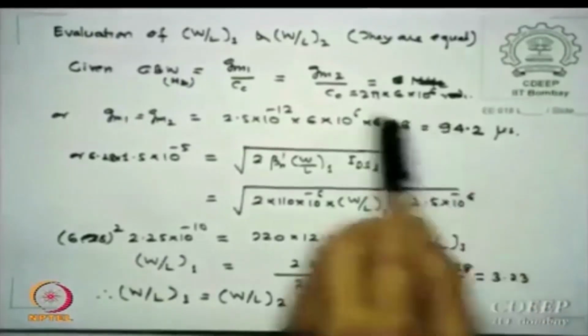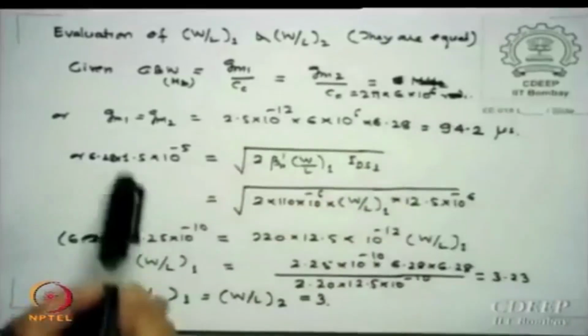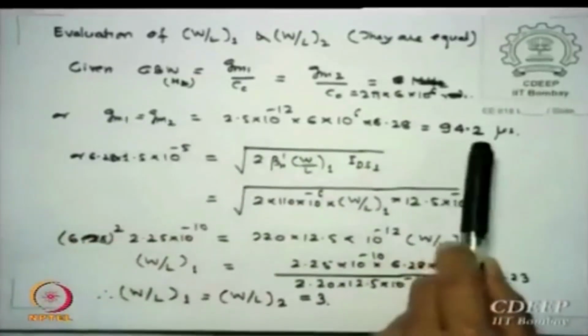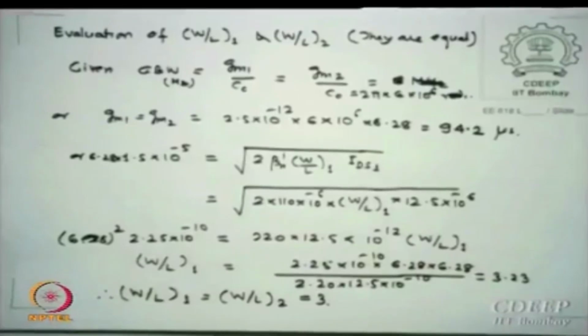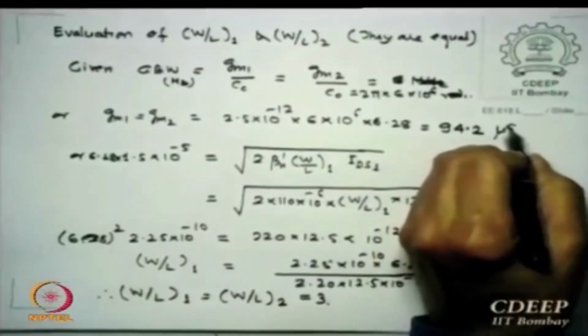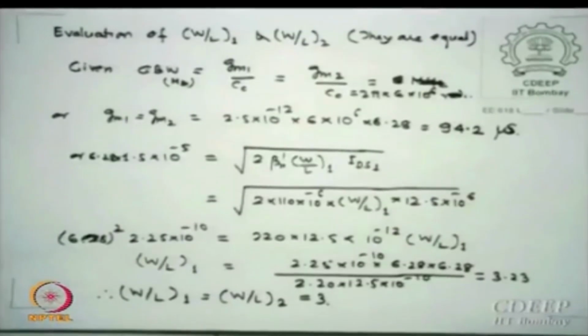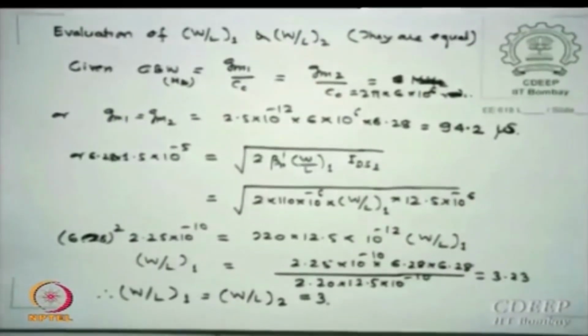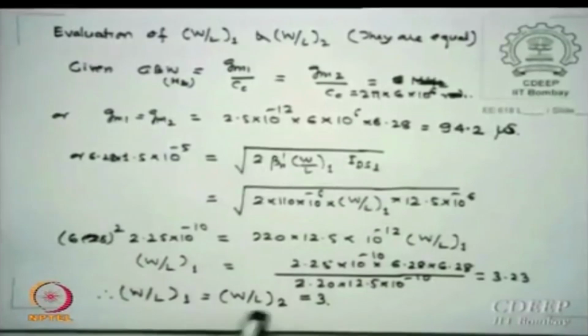So if this is the value which is given, then I calculate GM1, GM2 is 94.2 microsiemens, S is not second, microsiemens. So what can I calculate? IDS1 is known, beta n dash is known, so all that is missing is W by L. I substitute these values here, and I get a value of W by L1 equal to W by L2, which is equal to only 3, which is correct.